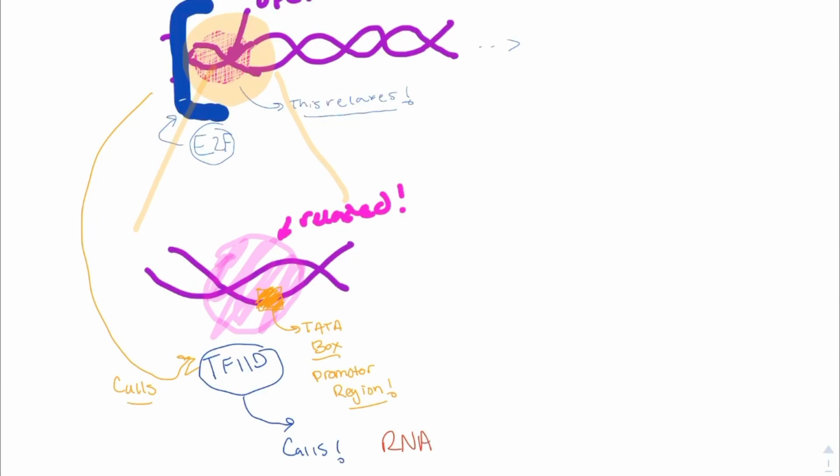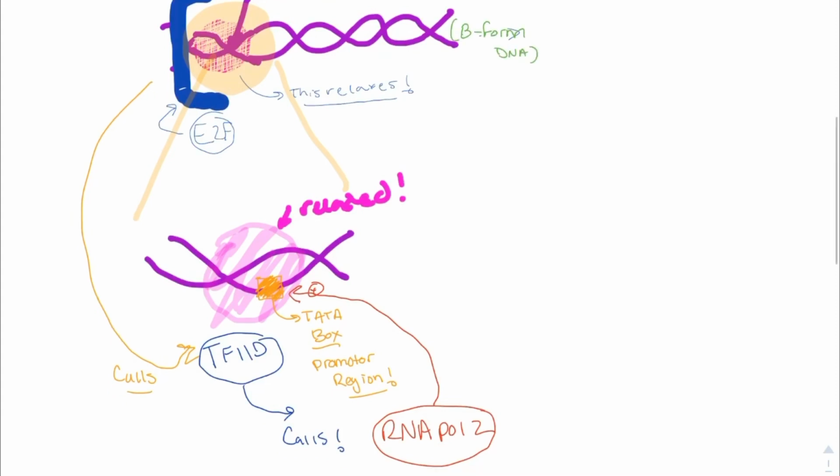So the RNA polymerase can't just go bind. RNA polymerase 2 can't just go bind. It needs a signal. Just like anything else, you need a signal sequence so that something else can happen. So TFIID calls RNA polymerase 2 to bind to the TATA box. This is where we start our transcription process.